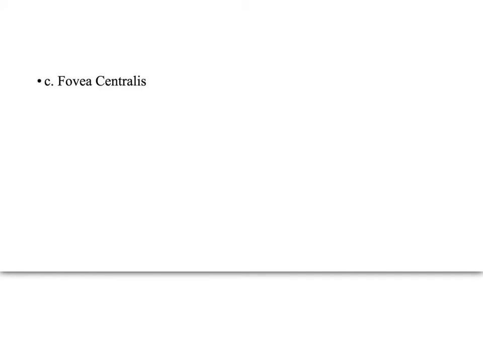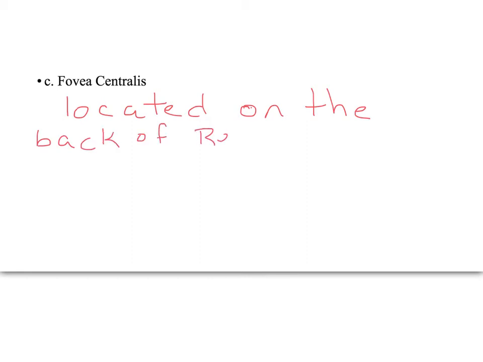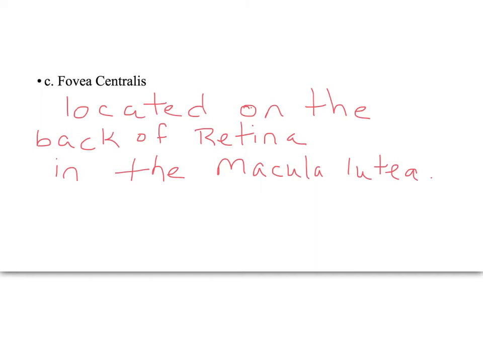So this fovea centralis is going to be located on the back of the retina, in the macula lutea. So the macula lutea is a larger region, and it contains this little indentation called the fovea centralis. That again is where you're going to have the highest concentration of cones.